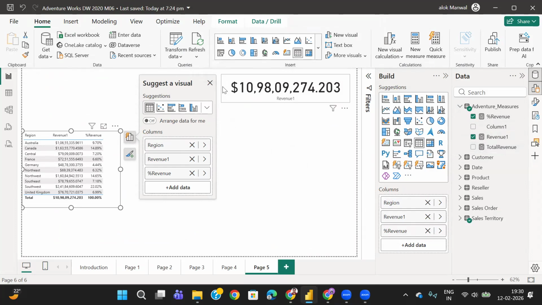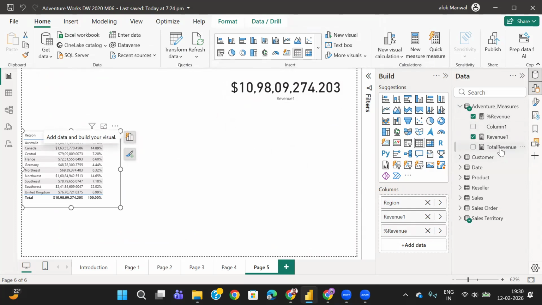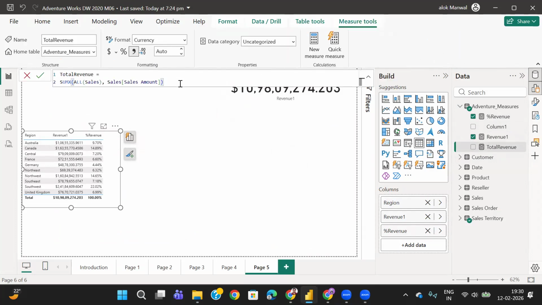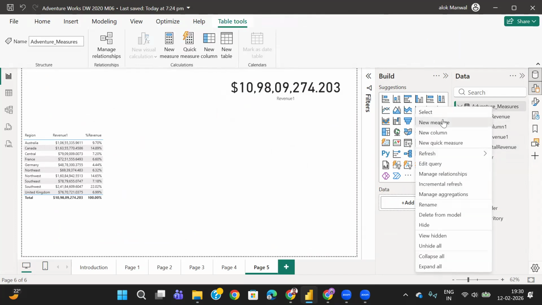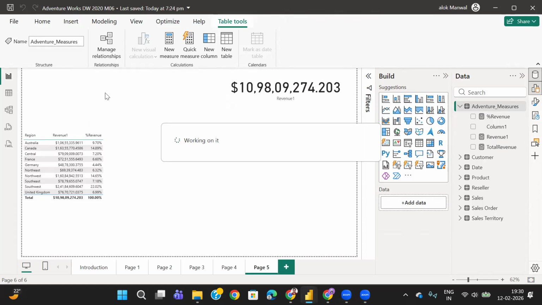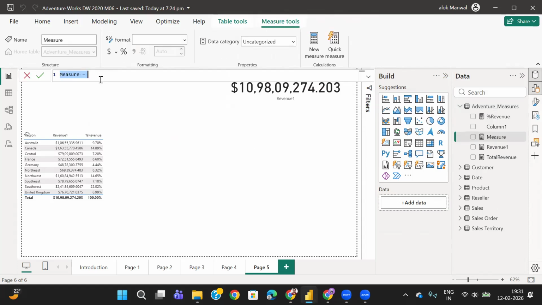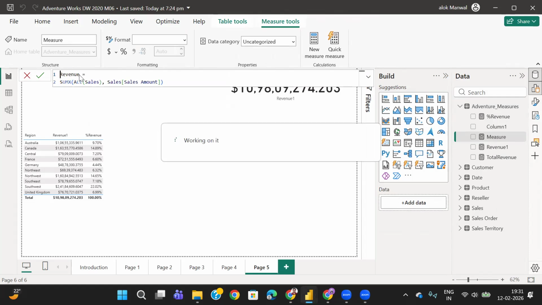So let's make it a little bit more complicated, so that SUMX would be more clear. That was our previous revenue with the help of SUMX. I'm just removing it there, this one. Okay, so let me put it here.